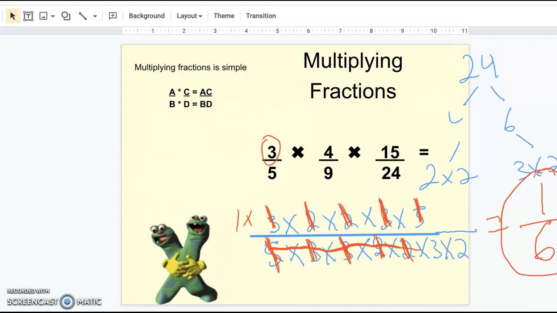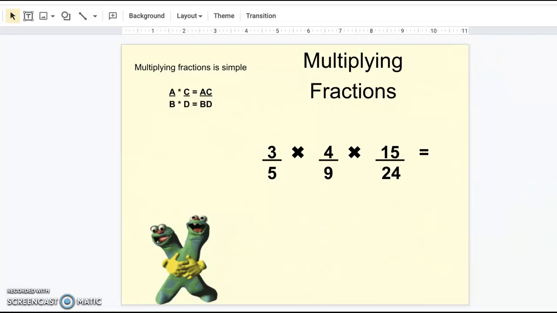Now, which way do you want to do? That is entirely up to you. That's what you have to figure out because you're all different and we all learn differently, okay? So now these are just some things for multiplying fractions. I hope this helped out. I hope you guys are able to get that work done, okay?